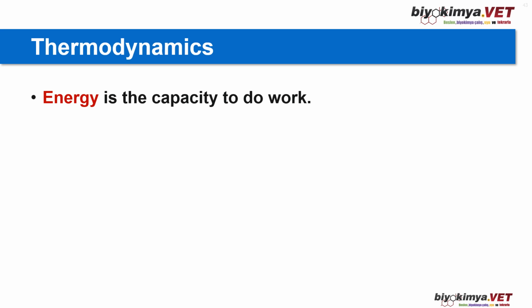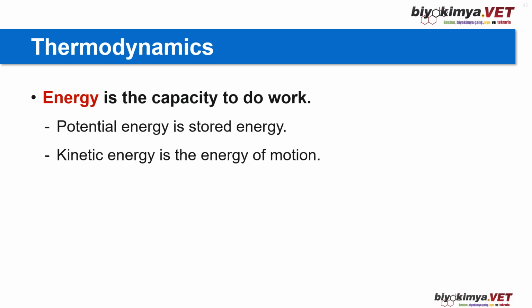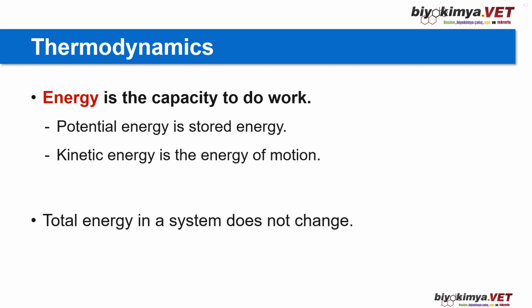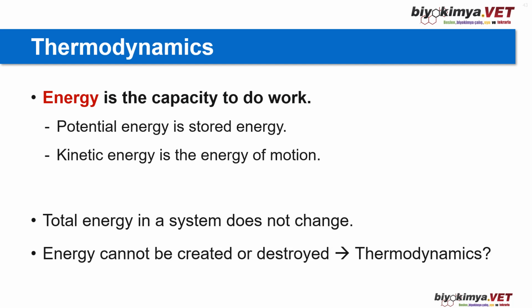Energy is the capacity to do work. There are two types here: potential energy, which is stored energy, and kinetic energy, which is the energy of motion. The total energy in a system does not change. Energy cannot be created or destroyed, and this is the first law of thermodynamics. So there are laws of thermodynamics, and this is the first law.